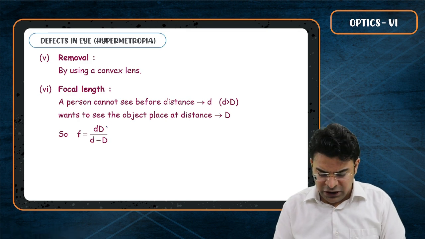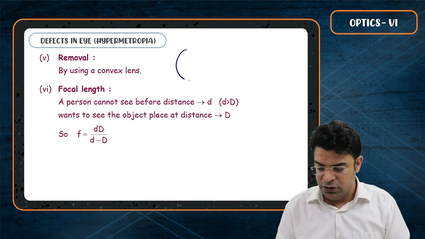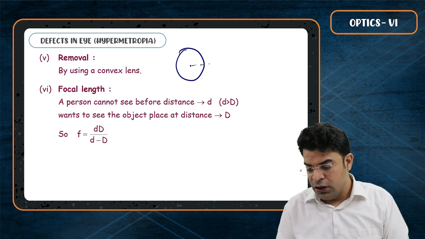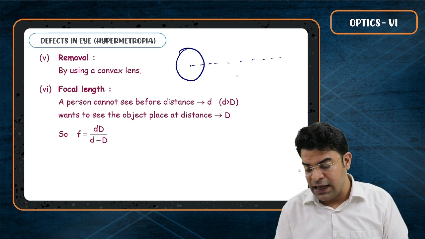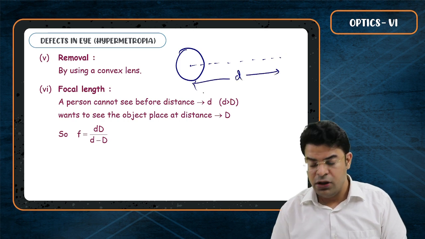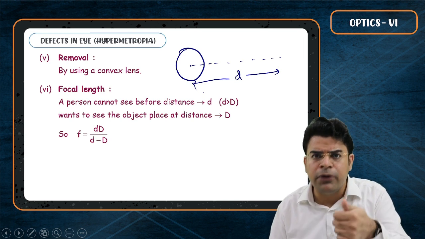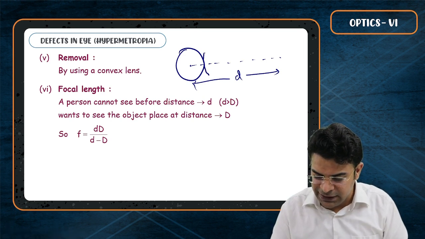So how do you know Dd by D minus d? See here. Think of the person who is suffering from hypermetropia. This person's near point is at a distance D. You are using a convex lens to cure this person's hypermetropia. So let's say we have placed a lens here.